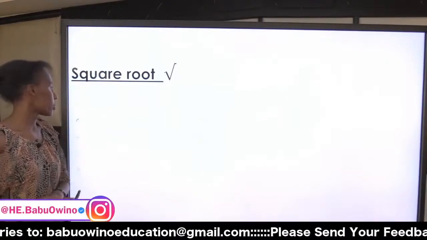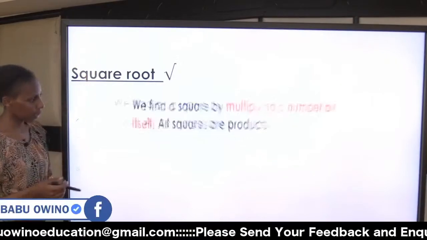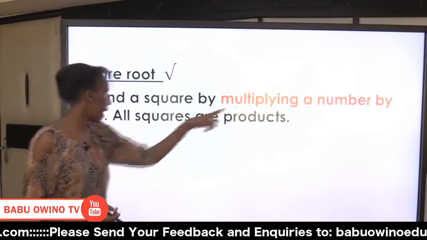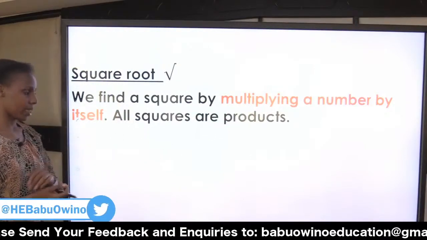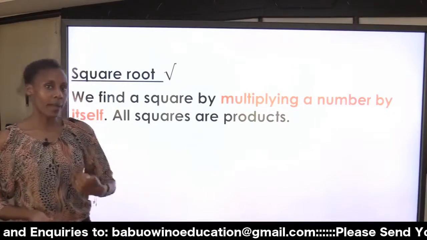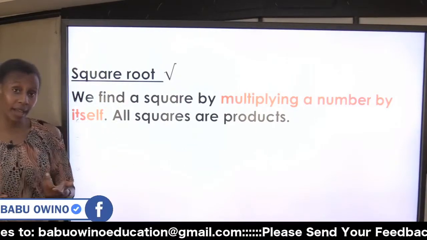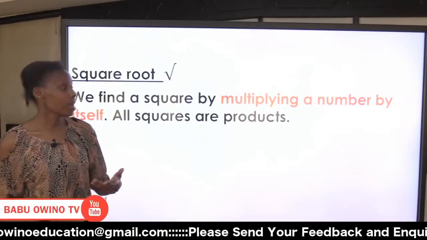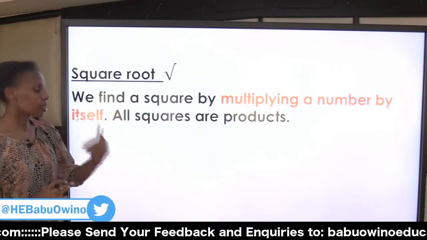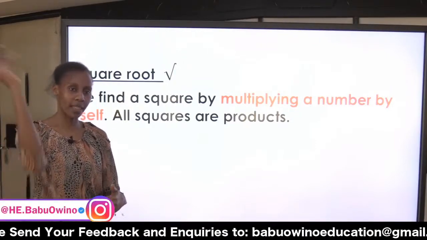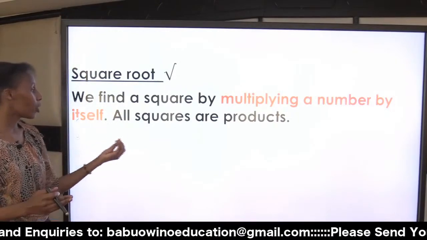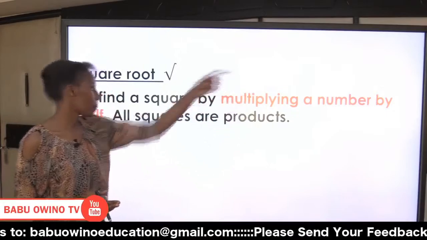So now we are looking at the square root. Okay, now we find a square by multiplying a number by itself. So all squares are products. Remember, when you multiply numbers, the answer you get is a product. So squares is not an exception. The only unique thing about the squares is that you're multiplying that number by itself, but you're carrying out multiplication, and therefore all squares are products.